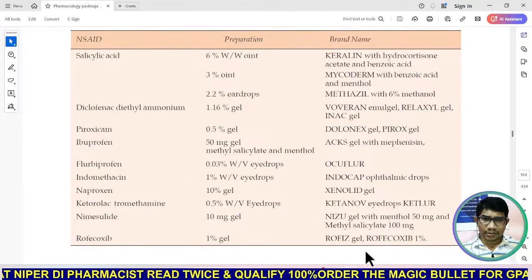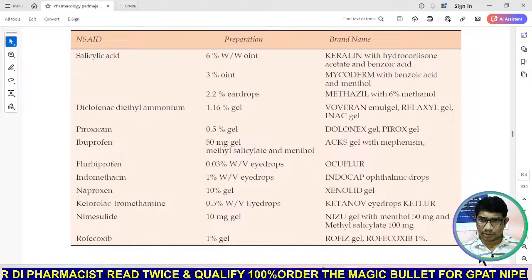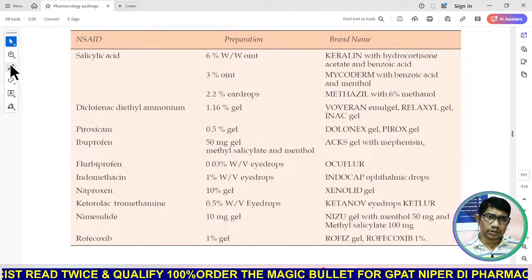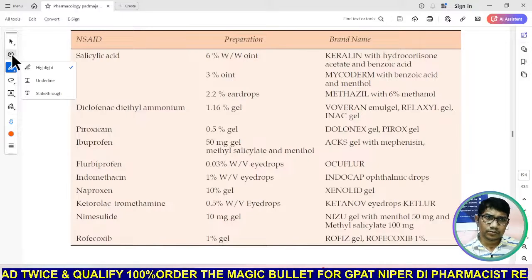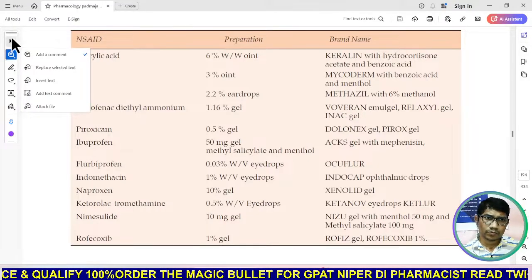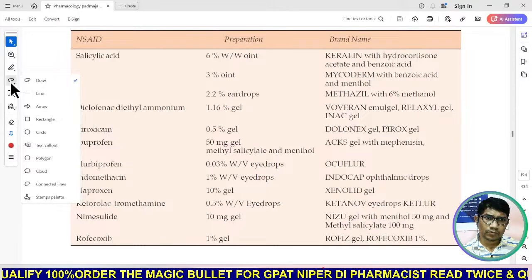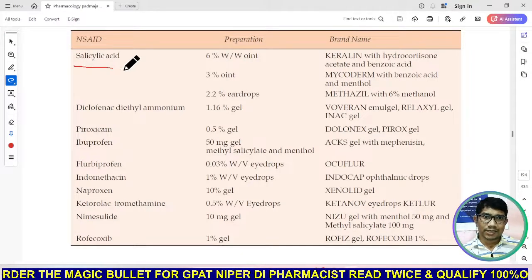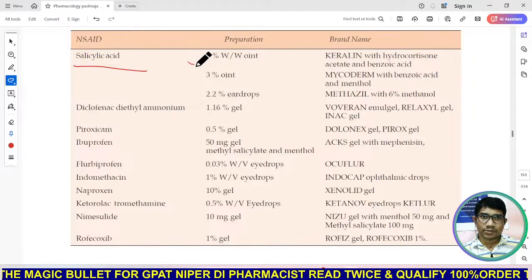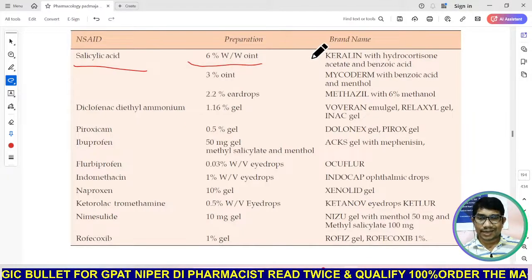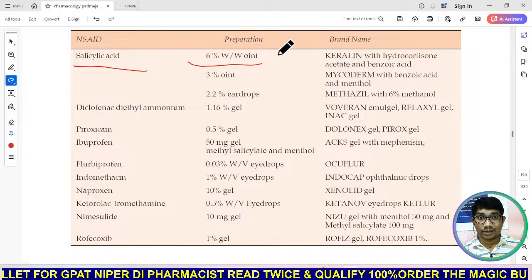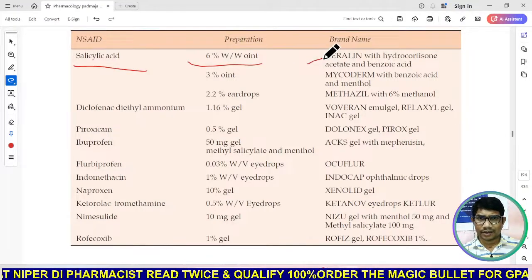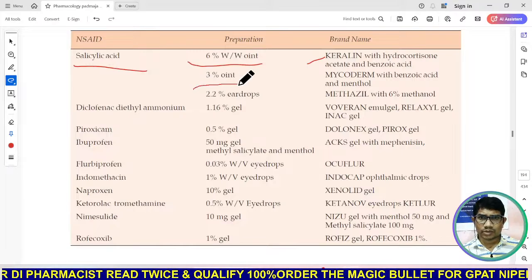ठीक है, यहाँ पे आप देख सकते हो, तो इसे सैलिसिलिक एसिड इज यूज्ड एज अ 6% ऑइंटमेंट एज अ कैरेटोलाइटिक. सो कैरेटोलाइटिक यूज है उसका, इट इज यूज्ड एज अ कैरेटोलाइटिक. तो कैरेलिन नाम का एक ब्रांड है, 3% इज ऑल्सो यूज्ड एज अ कैरेटोलाइटिक.